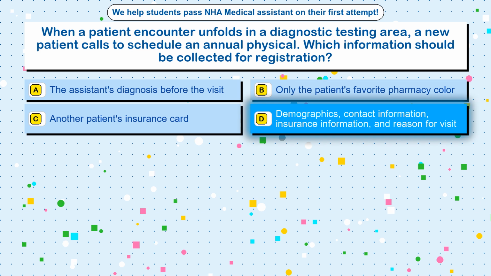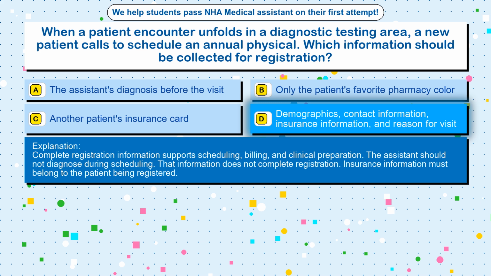Demographics, contact information, insurance information, and reason for visit. Complete registration information supports scheduling, billing, and clinical preparation. The assistant should not diagnose during scheduling. That information does not complete registration. Insurance information must belong to the patient being registered.